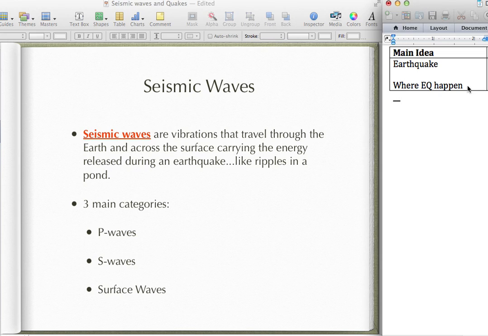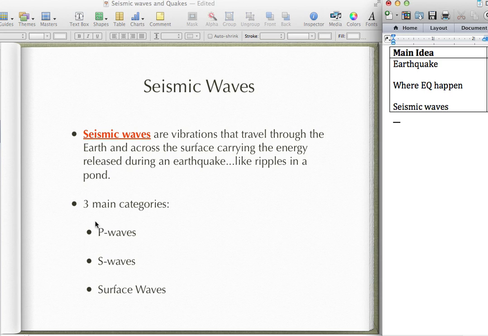So when an earthquake happens, this energy gets released in what are called seismic waves. And a seismic wave is just a vibration that travels through the Earth and across the Earth's surface, carrying energy released during an earthquake. Right? Think of like ripples in a pond. You throw a rock into a pond, that energy gets released outwards across the pond surface. Right? Same idea. The seismic waves are carrying the energy away from the focus of the earthquake.